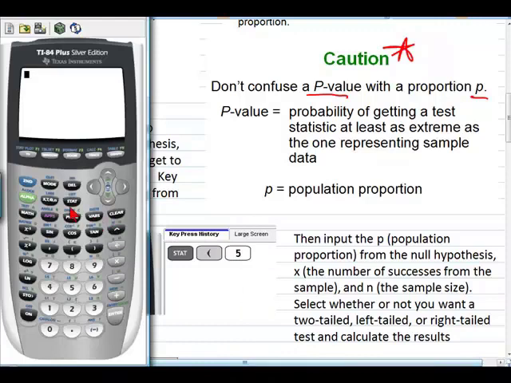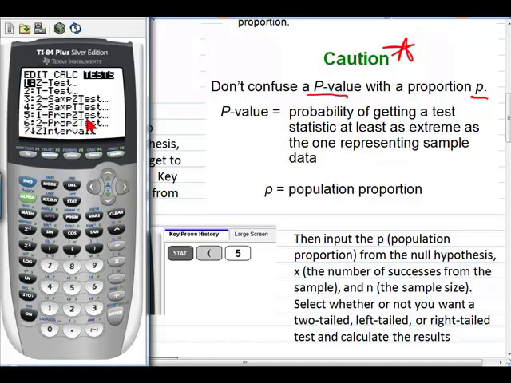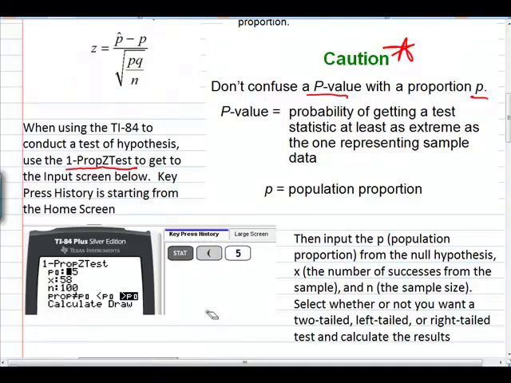Let me just show you right fast what that looks like. We hit stat, go to the left to look at the list of tests, and then number 5 here is the one proportion z-test. When we do that, we bring up a screen that looks like this, that I've copied into your notes. After we do that, then we're going to input the p, the population proportion, from the null hypothesis. That's the first thing that this is asking for right here.